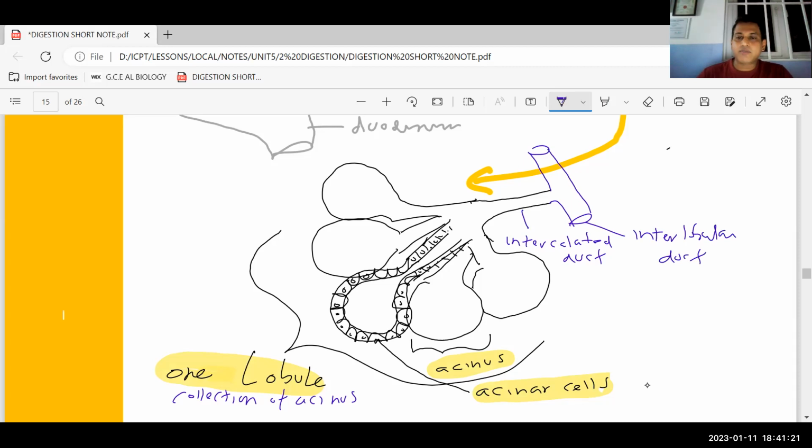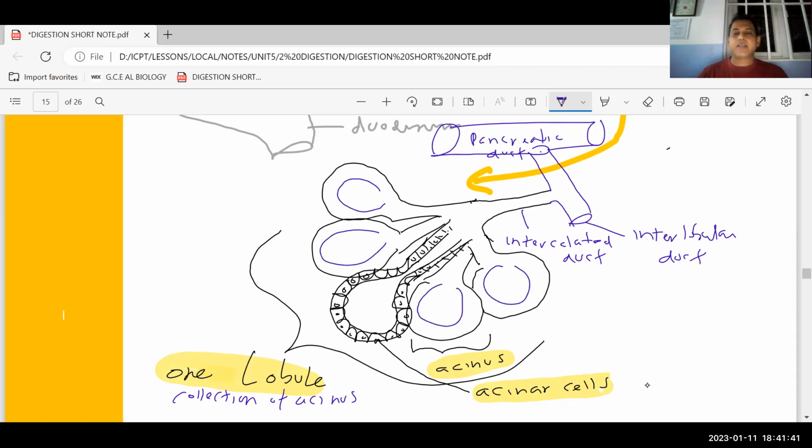And the interlobular duct finally connects to the pancreatic duct, the big pancreatic duct. This is one acinus. This is another acinus. This is another acinus. This is another acinus. Several acini collect together to make the lobule.